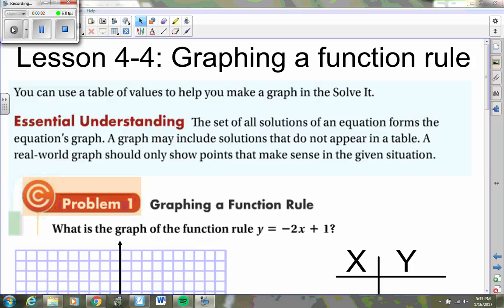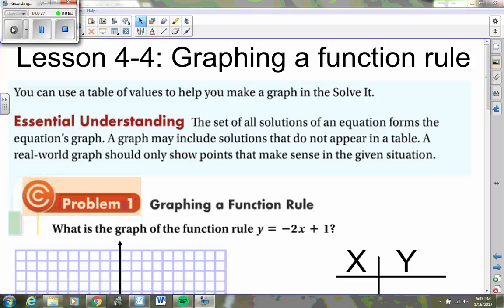All right, Algebra 1A students, welcome to part 1 of lesson 4.4. In this video, we'll be starting to graph function rules, as we call them, which is basically graphing equations in two variables on an XY coordinate grid, as we've been doing in previous sections of this chapter. And in this video, we're going to graph from a table of values.